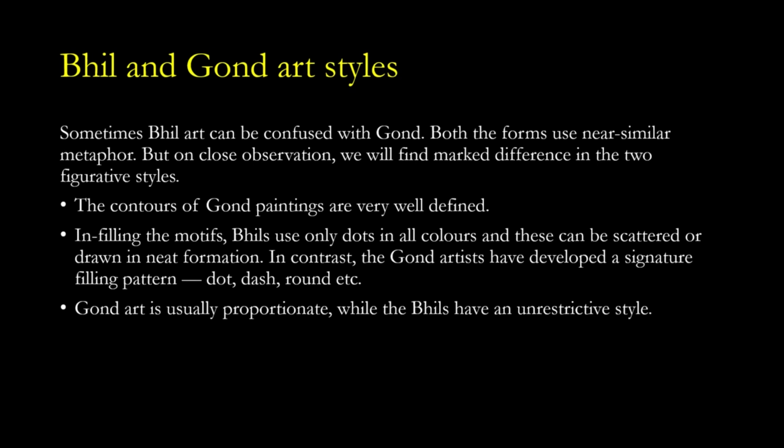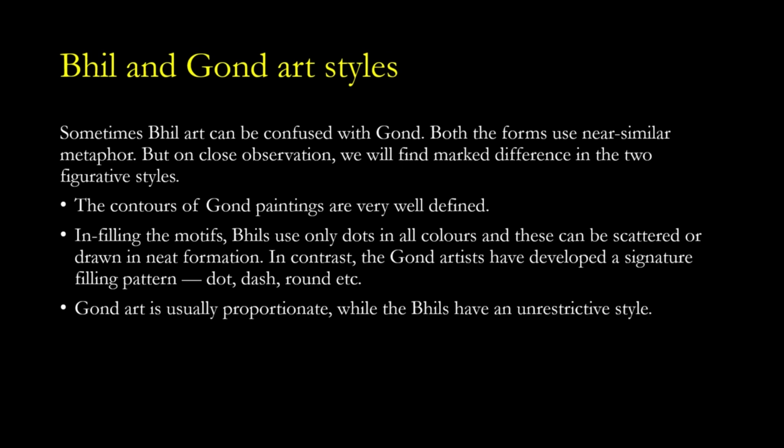So, what are the differences? The contours of Goan paintings are very well defined. So, you will find that in the Goan painting, the contours or the shapes are very well defined, in comparison to the Bhil art. In filling the motifs, Bhil use only dots in all colors, and this can be scattered or drawn in neat formation. In contrast, the Goan artists have developed a signature filling pattern: dot, dash, round, etc. So, in Bhil art, more often than not, you will see only dots, and the usage of color is more compared to the Goan art, and we will see some examples of that.